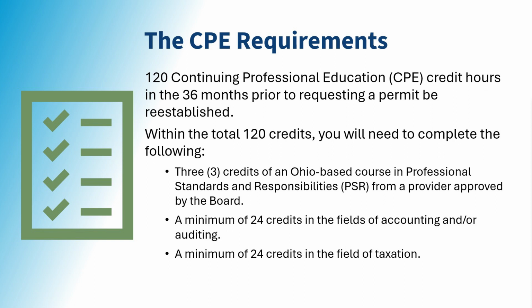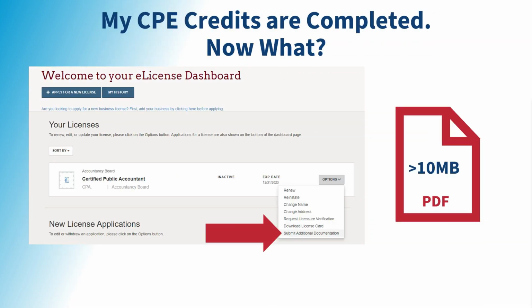A minimum of 24 credits in the fields of accounting and/or auditing, and a minimum of 24 credits in the field of taxation. Side note, if you need to renew an expired or suspended non-practicing registration, you do not need to complete any CPE.